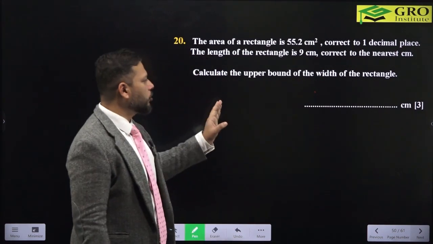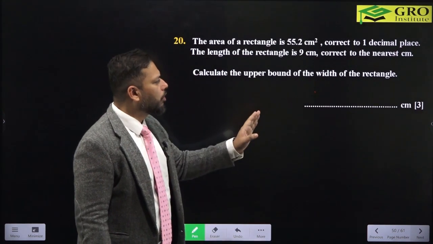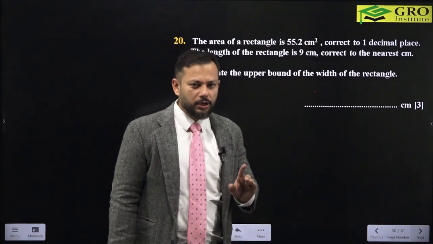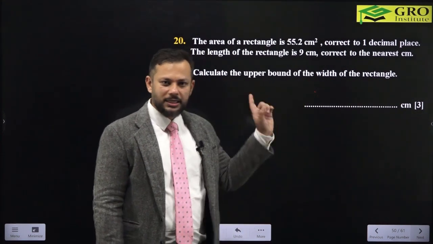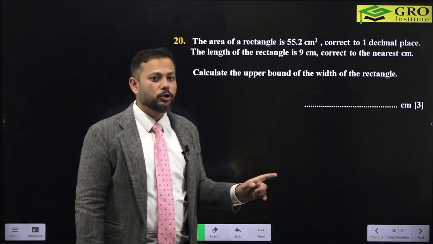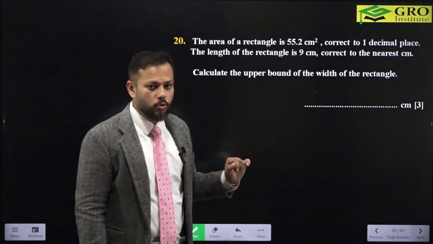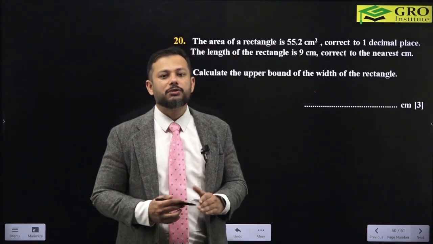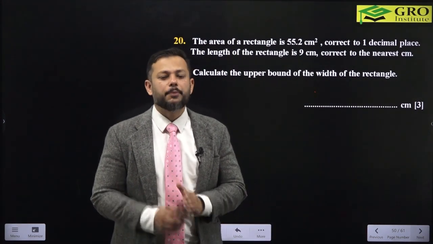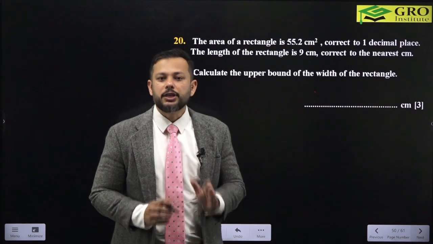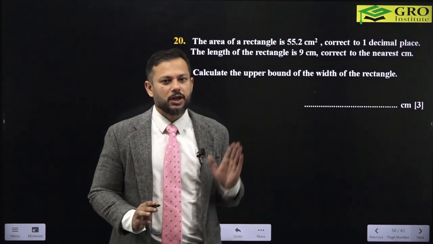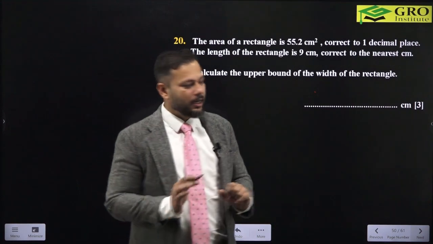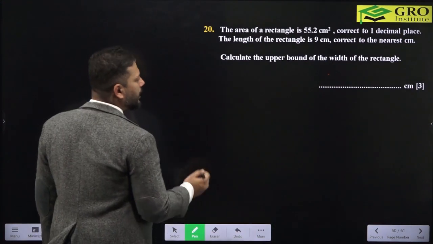We have to calculate the upper bound of the width of the rectangle. We need to first find out the width of the rectangle using the area and the length, and also we need to find its upper bound. And this question is of 3 marks, guys. Be very careful. When the question is of 3 marks, we need to be very appropriate with the steps. We need to write all the relevant steps which are required to get the answer. Let us solve it. So now, guys, what is being given to us?